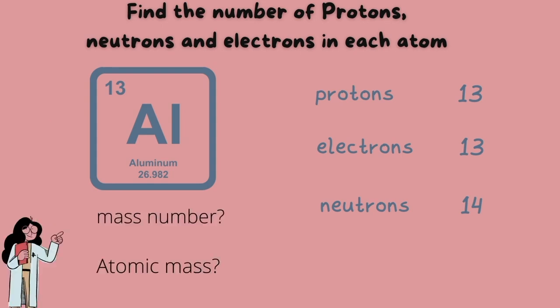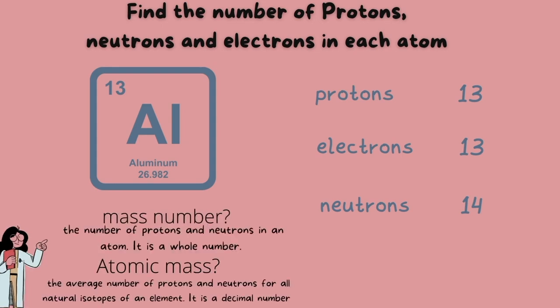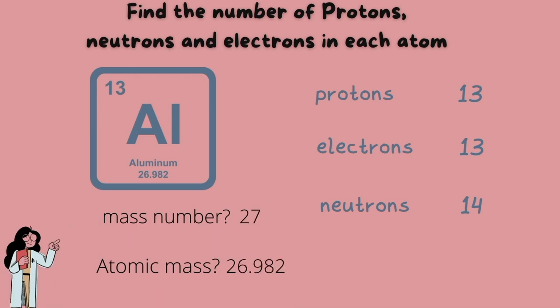By the way, are you able to find the atomic mass and the mass number? Remember, the mass number is a whole number and is the number of protons and neutrons, while atomic mass is a bit more complicated. It's a decimal number and it's the average of the protons and neutrons in the isotopes. So the atomic mass is 26.982, and that is given on the periodic table. And the mass number is just rounded up to 27.